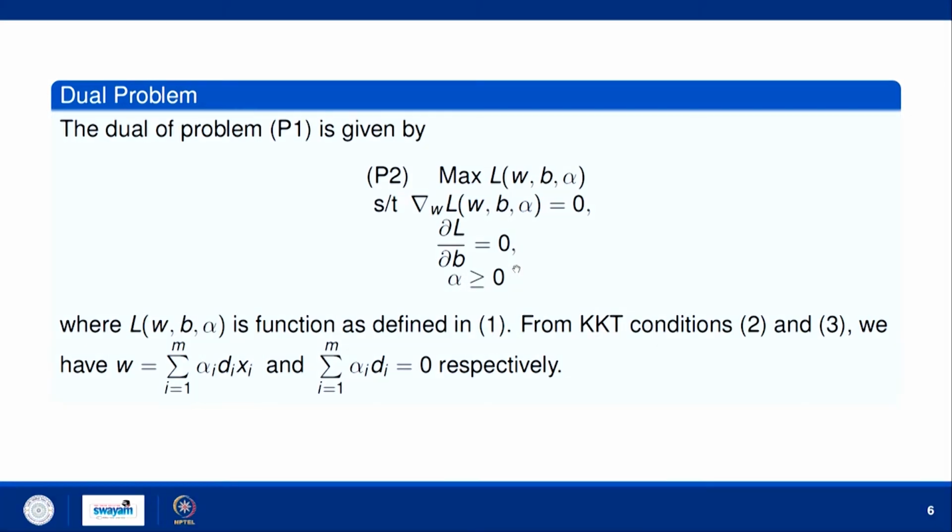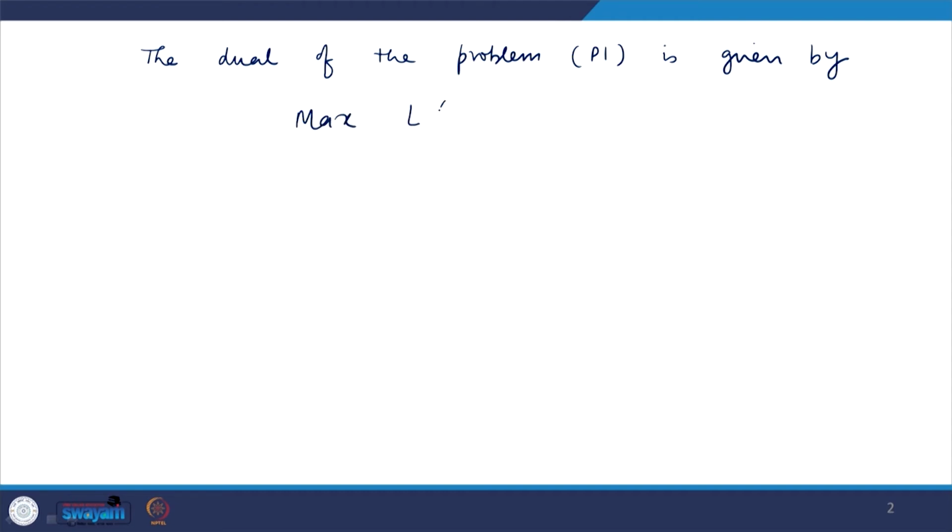What does this mean? The dual of the problem P1 is given by maximizing the Lagrange function, which is a function of W, B and alpha, subject to the KKT conditions: del L by del W equal to 0, del L by del B equal to 0, and alpha non-negative for all i.